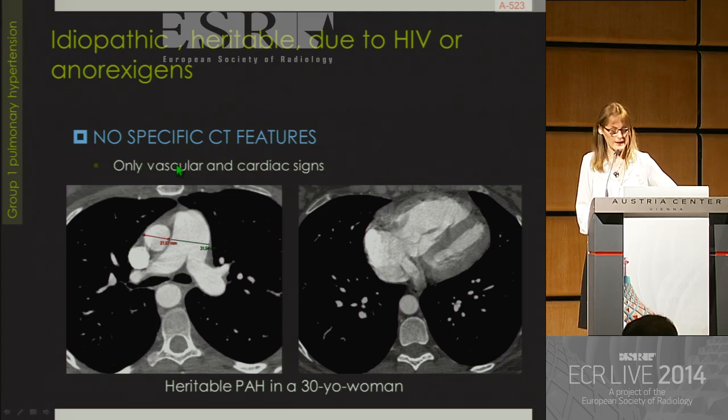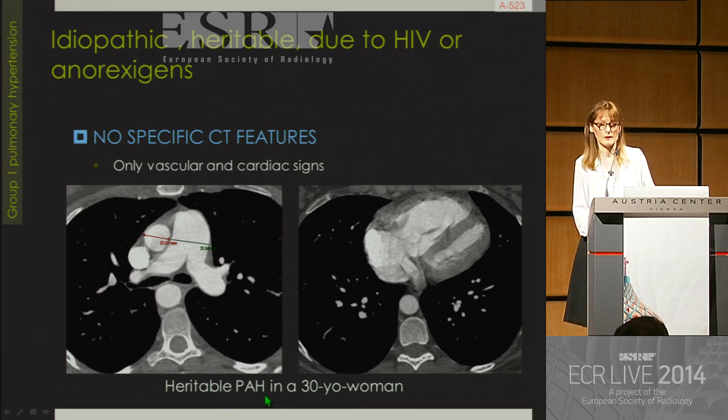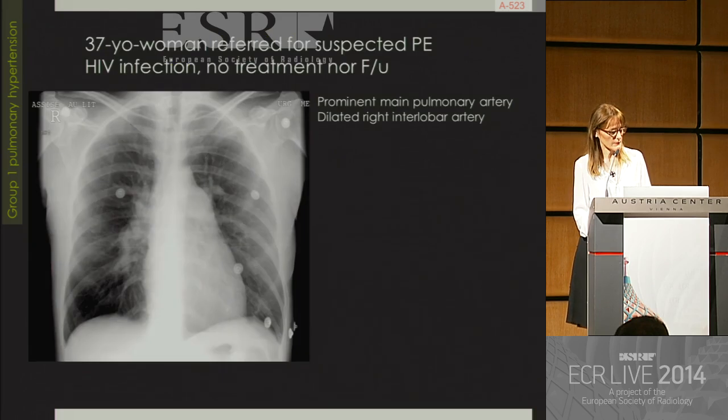You will only have the vascular signs, such as the enlargement of the main pulmonary artery, and cardiac signs, right ventricular hypertrophy, right ventricular dilatation. This is here the case of a 30-year-old woman with heritable PAH. Her father had the condition, and there is nothing more to be identified on CT.